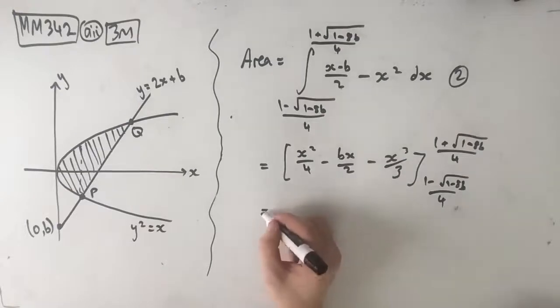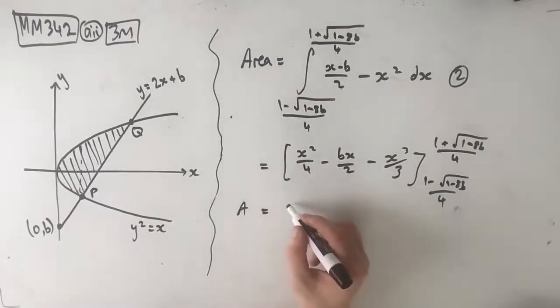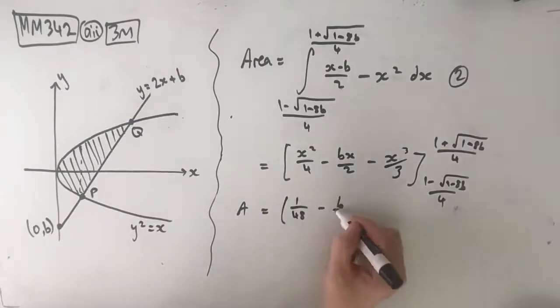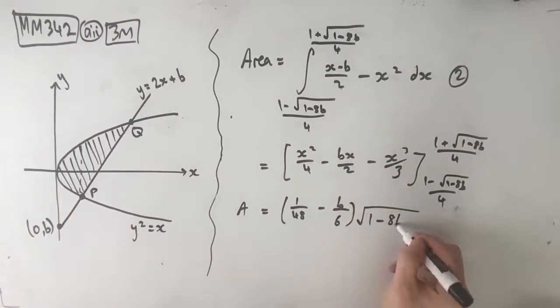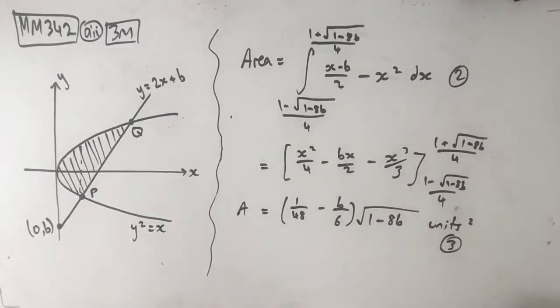And then what I'll do is simply plug this into my CAS and get the final answer. So our area is (1/48 minus b/6) times root (1 minus 8b) units squared. And that is our third and final mark for part A. I know this is a really disgusting answer, but sometimes you're just going to get these and you're just going to have to deal with it. So guys, that's it. If you have any questions about that part, let me know. But let's move on to part B.